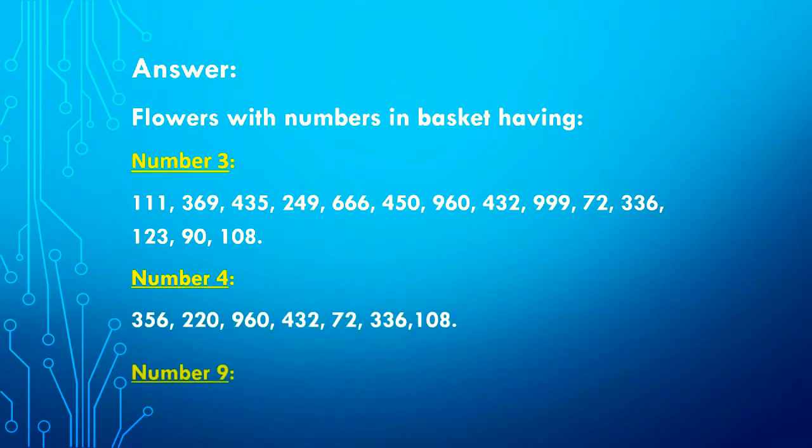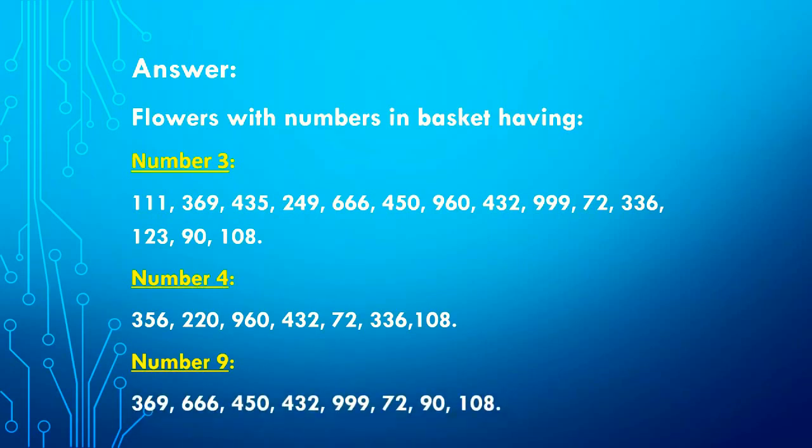Number 4: 356, 220, 960, 432, 72, 336, 108. Here we are going to see the test for 4. If we check the first number, 356, for the test for 4 you have to see the number at the units and tens places. So the number is 56. 56 is divisible by 4. Therefore, 356 is also divisible by 4.